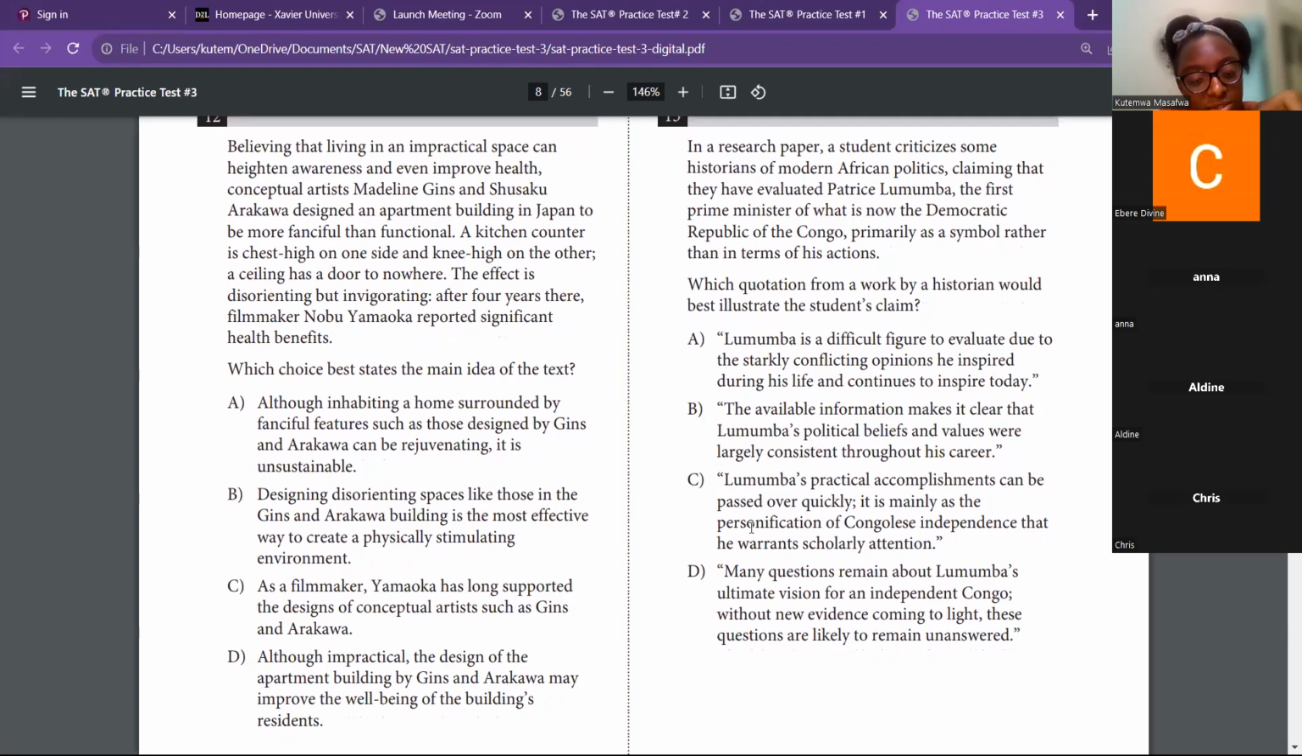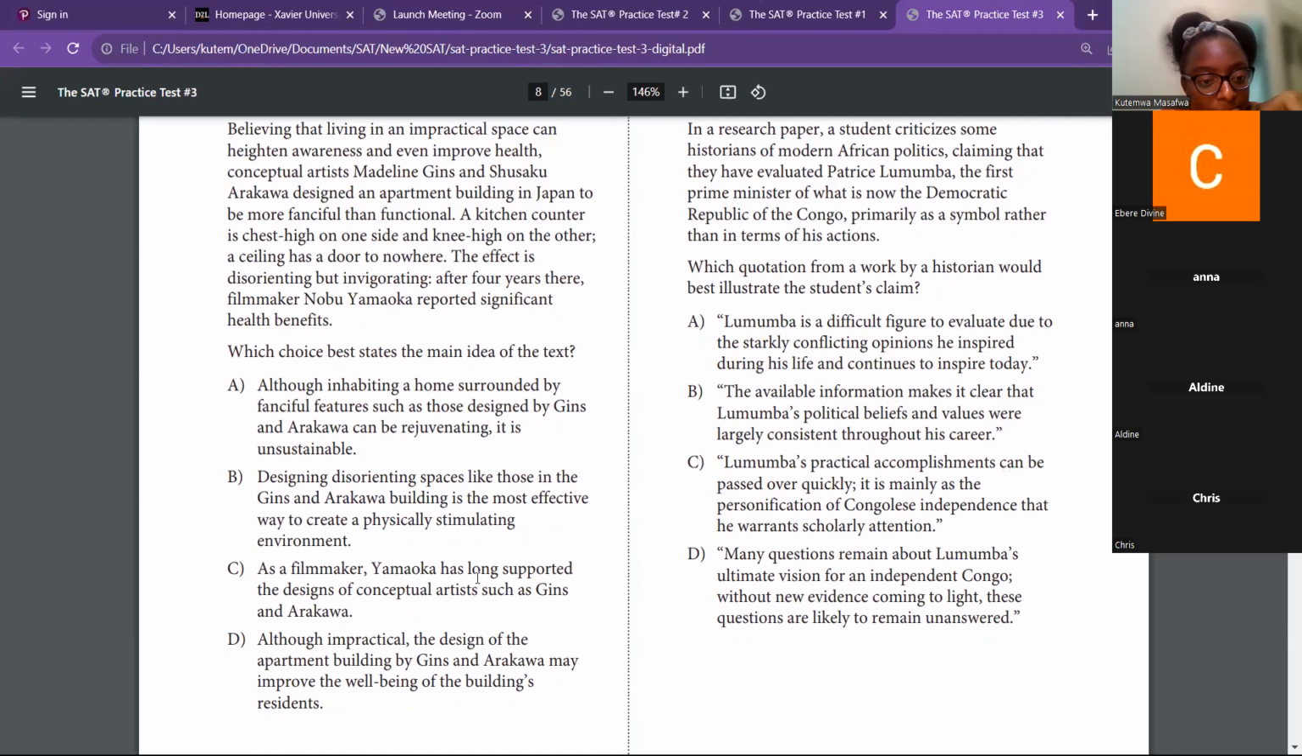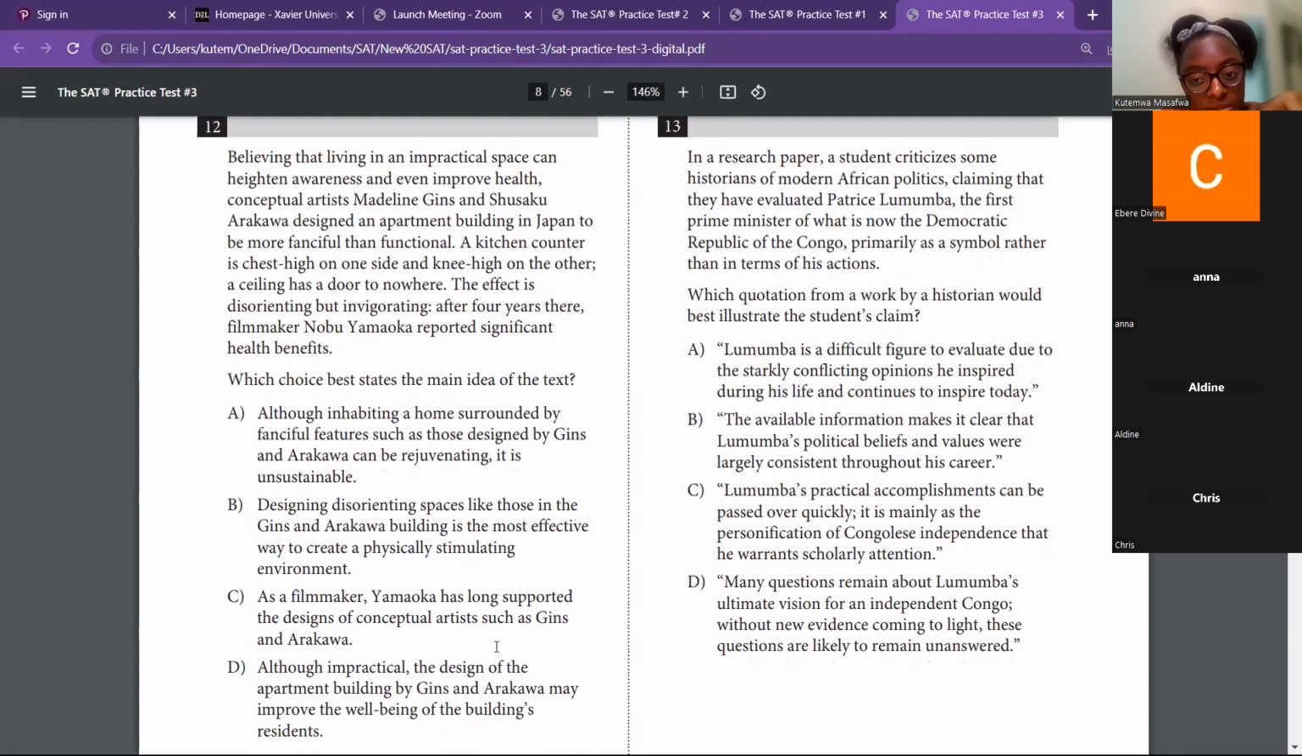A says, although inhabiting a home surrounded by fanciful features such as those designed by Jeans and Akawara can be rejuvenating, it is unsustainable. B, designing disorienting spaces like those in Jeans and Akawara's building is the most effective way to create a physically stimulating environment. C, as a filmmaker, Yamaoka has long supported the designs of conceptual artists such as Jeans and Akawara. And then D says, although impractical, the design of the apartment building.